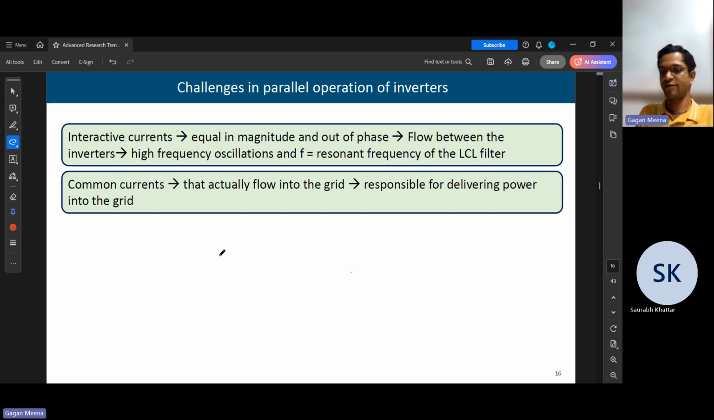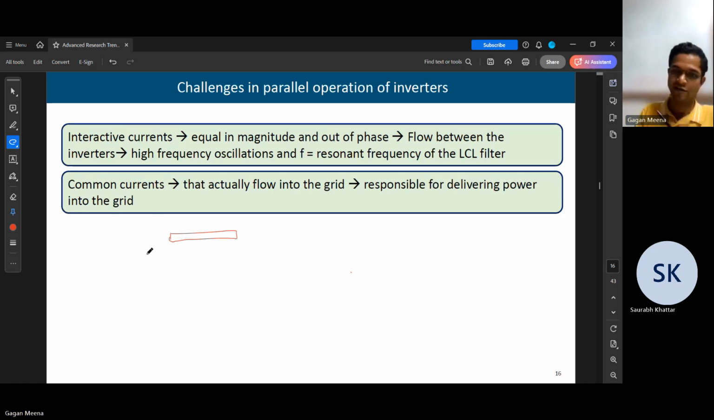In any plant, if you see a solar farm or a wind plant, there is not a single inverter. We call them string inverters or string combiner boxes. So there will be different ones. We have seen this in previous weeks, I think week 2, where we were discussing different distributed generators.